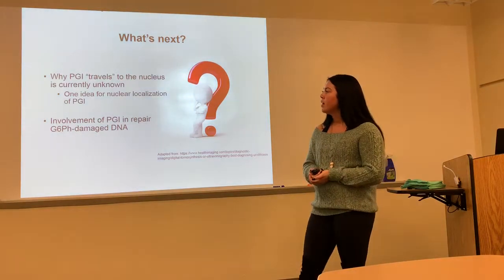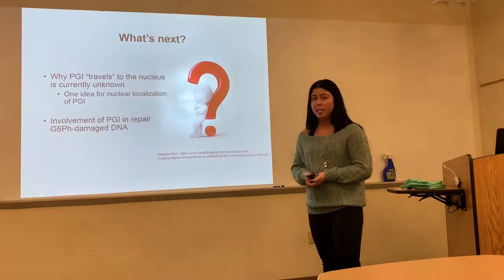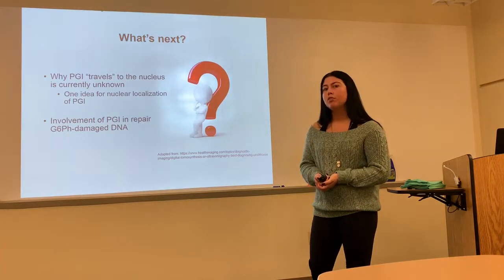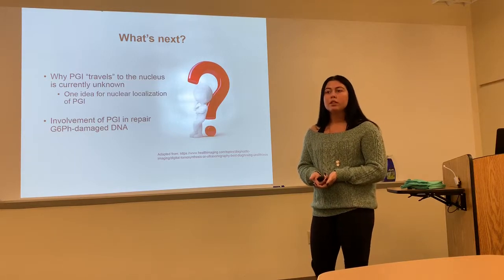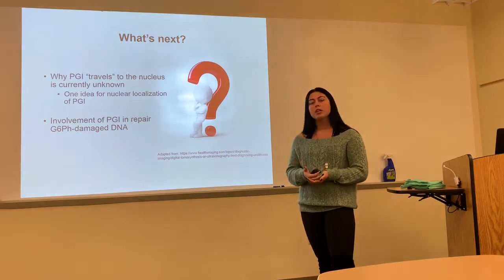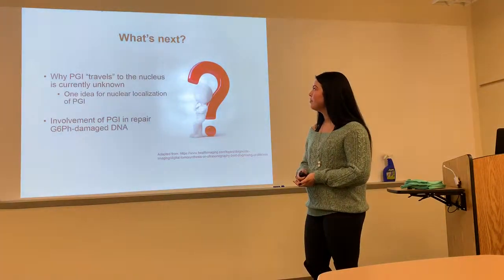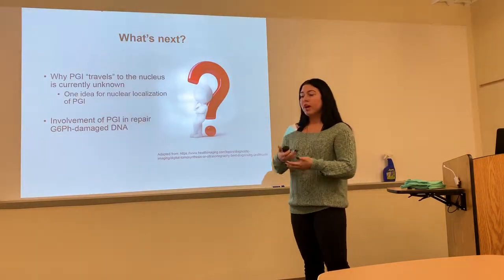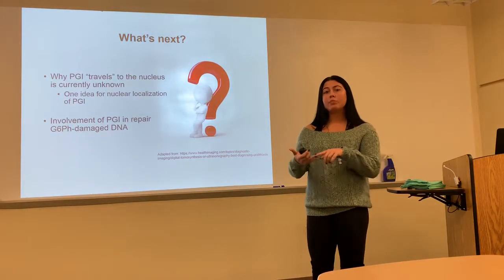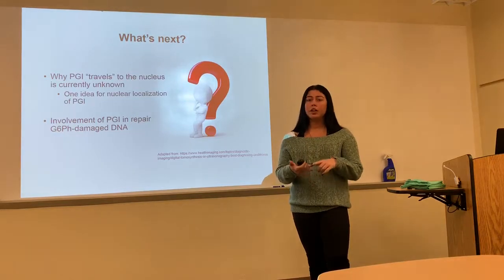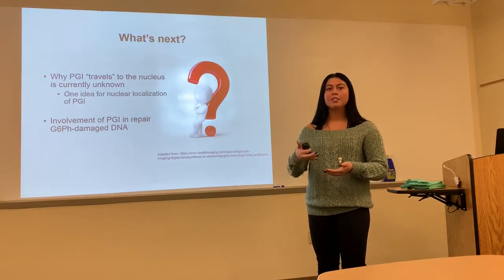And then the involvement of PGI and repair of G6-phosphate damaged DNA, they know that there is an involvement with the PGI, but they don't know exactly what it is once again. So they need more research to be done, and they want to look into that more for some future research to be done. And like I said, I chose to focus on the PCR and the Western blotting because without that PGI gene being deleted, they could not have moved further with their investigation or their research to get these results.